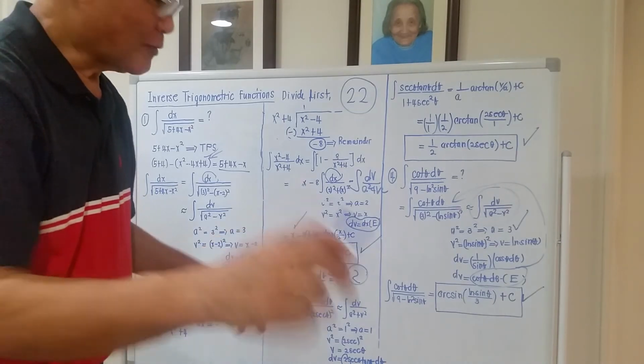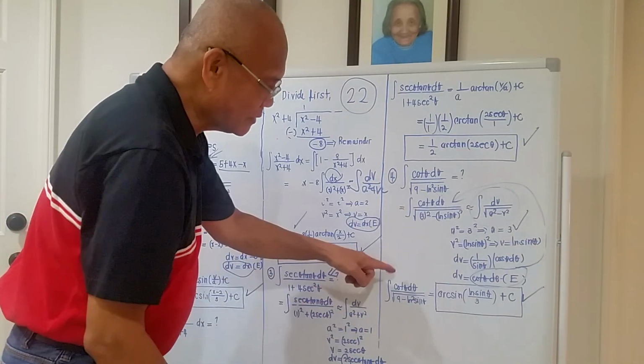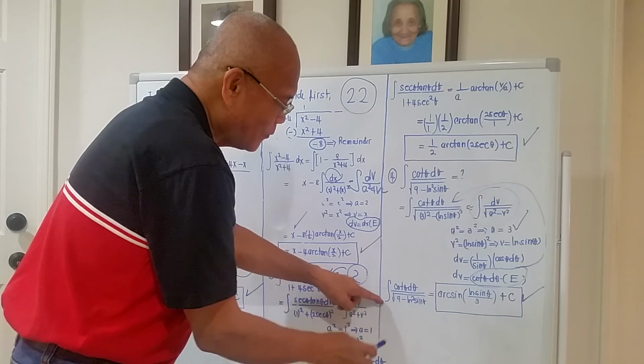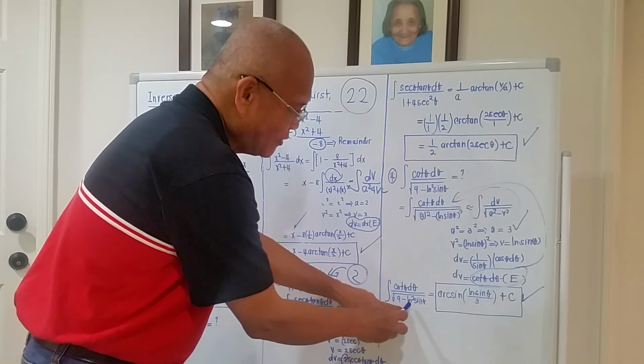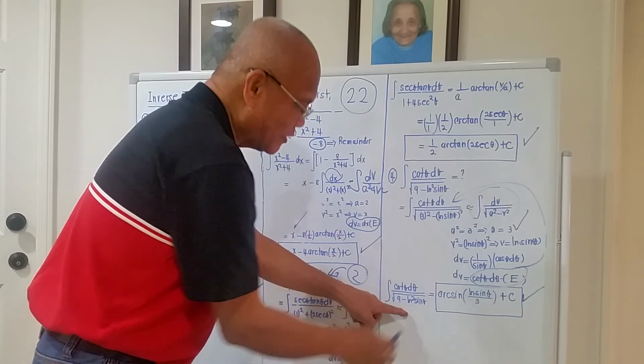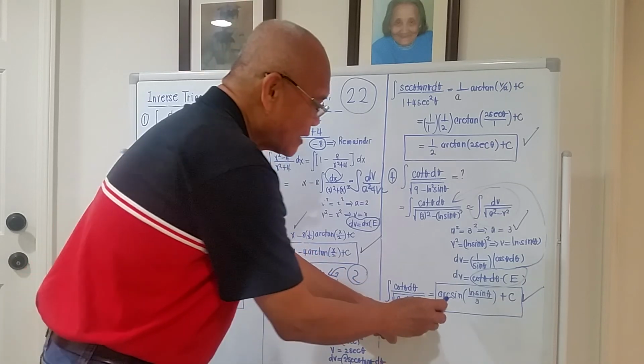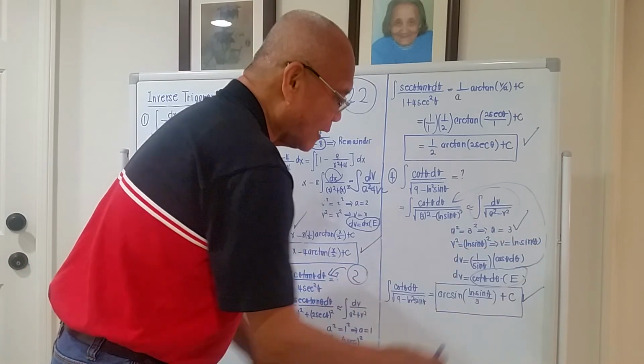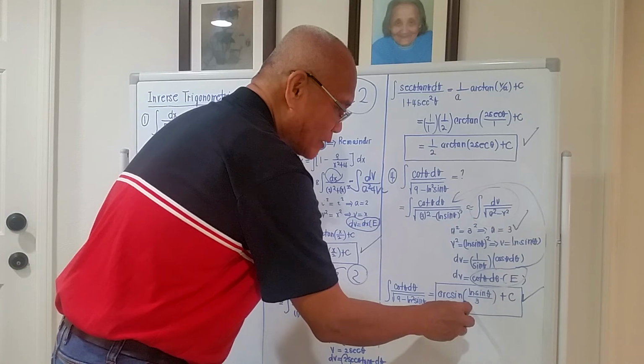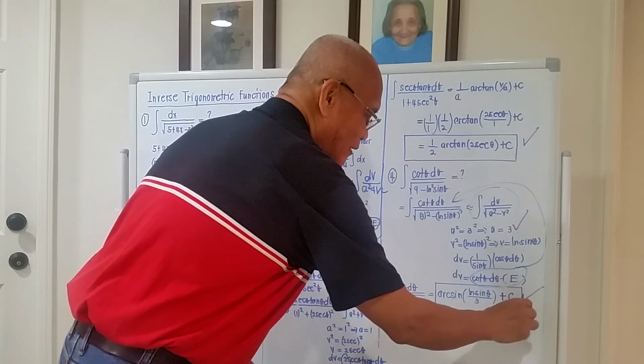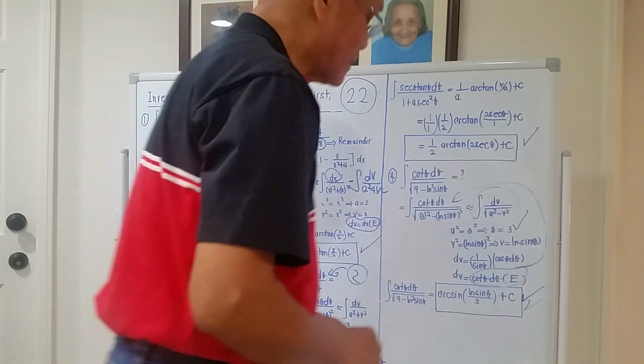I will repeat it for the last time. The integral of cotangent of theta differential theta over the square root of 9 minus natural logarithm square of sine of theta equal to arc sine, open quantity, natural logarithm sine of theta over 3. This is plus c. That's the final answer. As simple as that one.